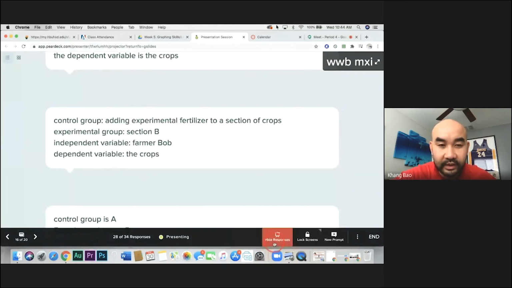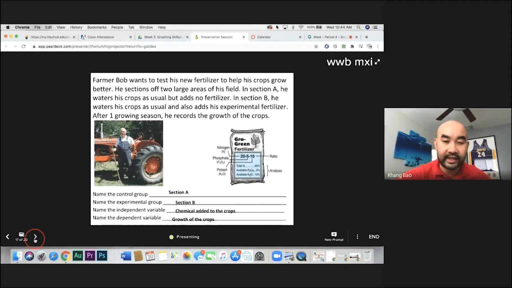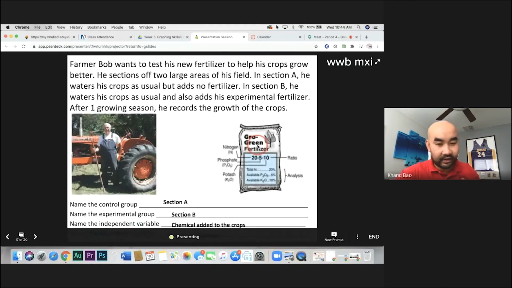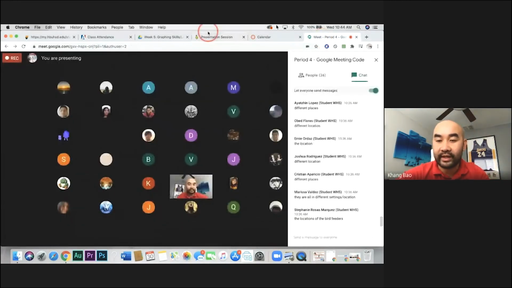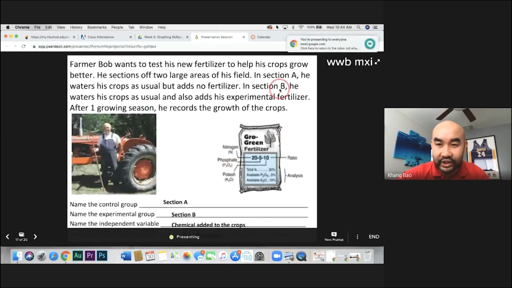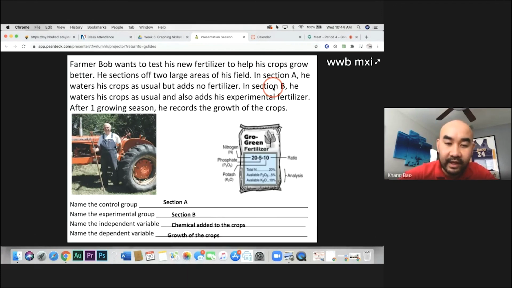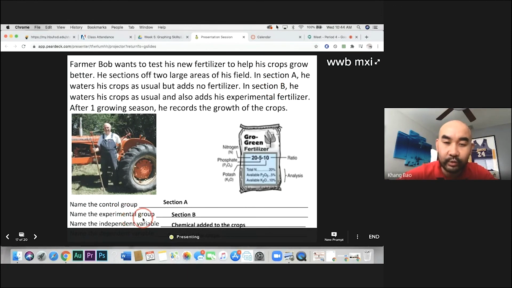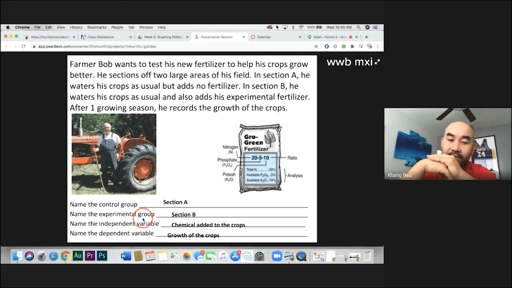Let's move on. So what is the answer? Well, here's the answer, right? If you look ahead at the notes, you know the answer, but I wanted you to challenge yourself. So the control group in this case is the group that stays the same, the one that is normal, okay? And the one that's normal is section A, because normally people don't use fertilizer to grow crops, right? And then that means the experimental group, the section that he's testing out, is section B, because that's the one where he'll be using the fertilizer.